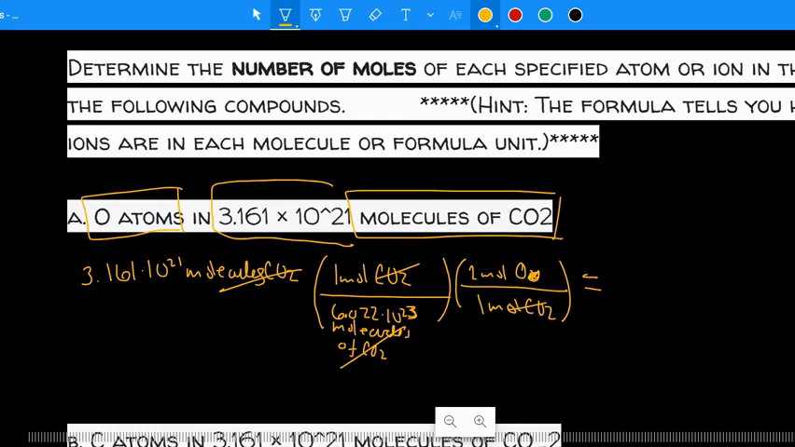So we're going to just take 3.161 times 10 to the 21st divided by Avogadro's number and take it times 2. Now let's think about it conceptually. Down to this point, we're getting moles of carbon dioxide, and I know if I have 1 of these, I have 1 and 2. So if I'm trying to get to oxygen, I have to take it times 2, which is what I am doing.